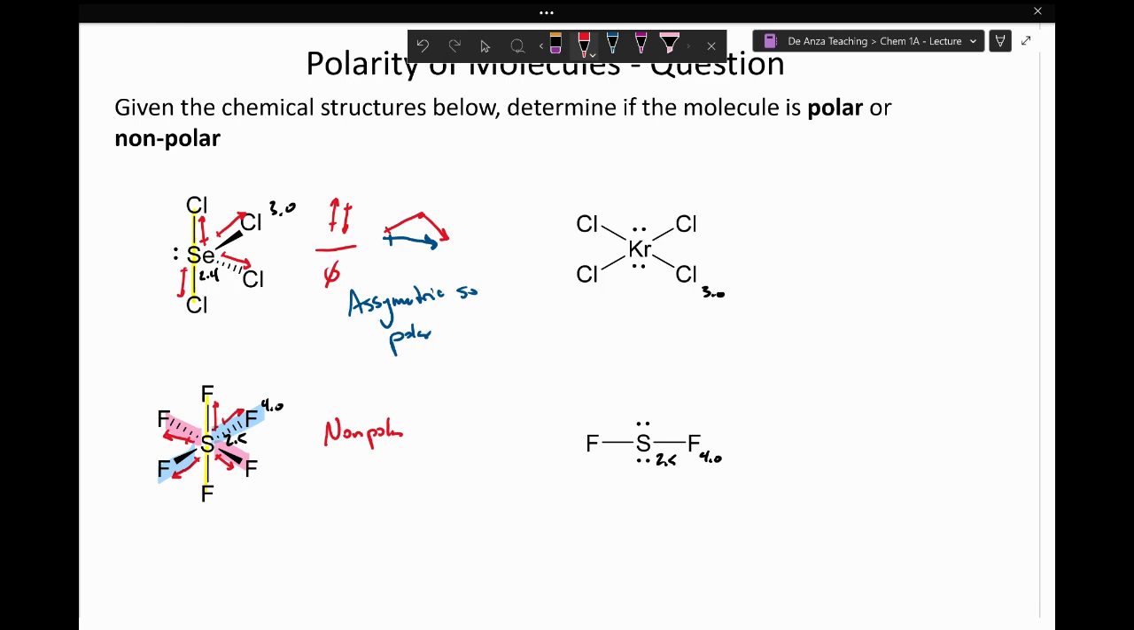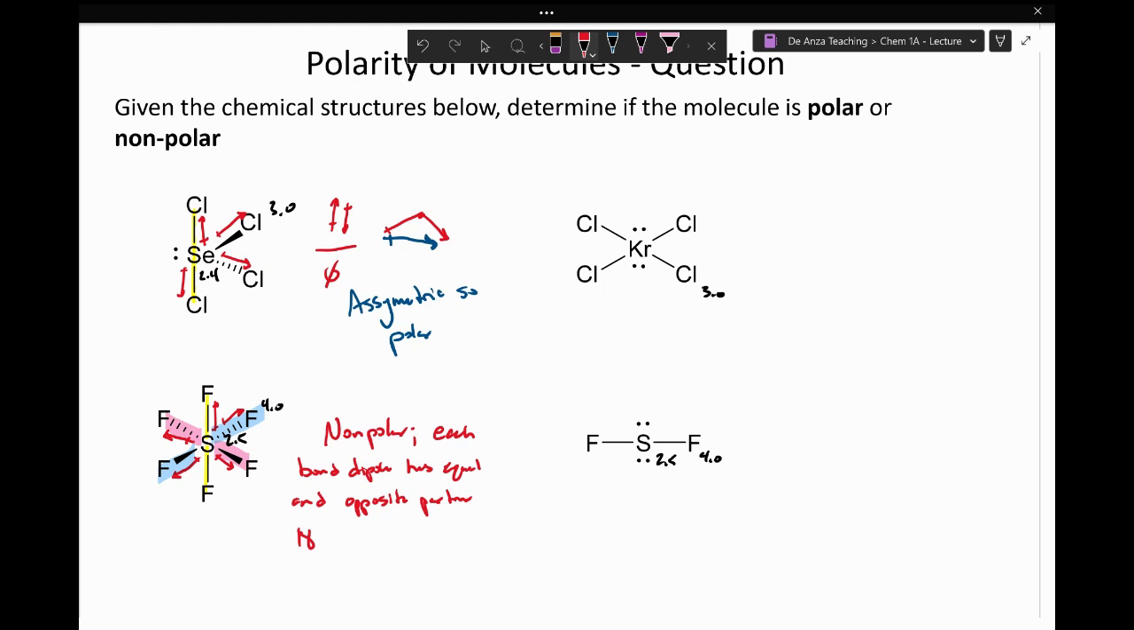And that's just because each bond dipole has an equal and opposite partner 180 degrees from it. Okay, so that's nonpolar here.